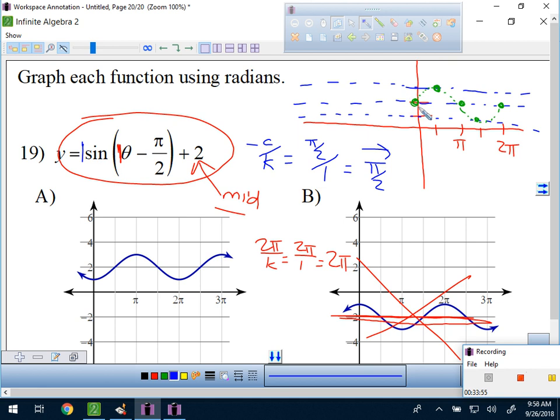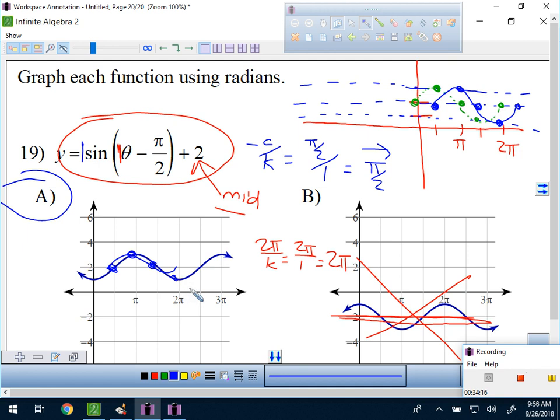So this point in green is going to be right here. This point in green is going to shift over to right there. This point will be shifted over here, this point over here, and this point over here. And so in solid blue, there's my answer. Sure enough, that's it right there. That's answer choice A. I didn't have to look at C and D, but that's it.